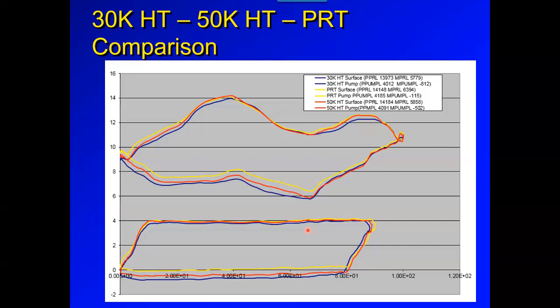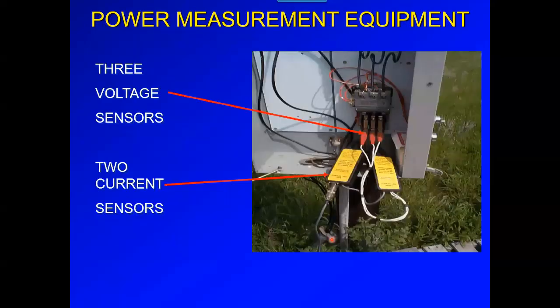Okay, so red being the 50K, yellow being the PRT. As you can see how we plotted the traveling valve open spot on the zero load line, and then finally 30K being in blue. So the loads are very, very comparable in this particular example.